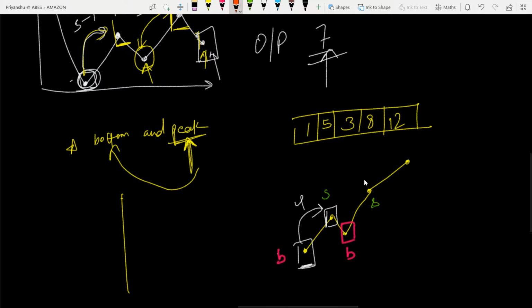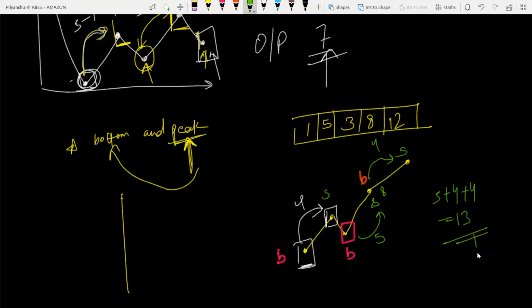Is it logical to buy on this day? Yes, it is absolutely logical because on the next day its price will go high. So we'll get a profit here also. On this day we get a profit of 4, and here we get a profit of how much? This is 8, this is 3, so we'll get a profit of 5. So 5 plus 4 plus 4, we get a profit of 13.